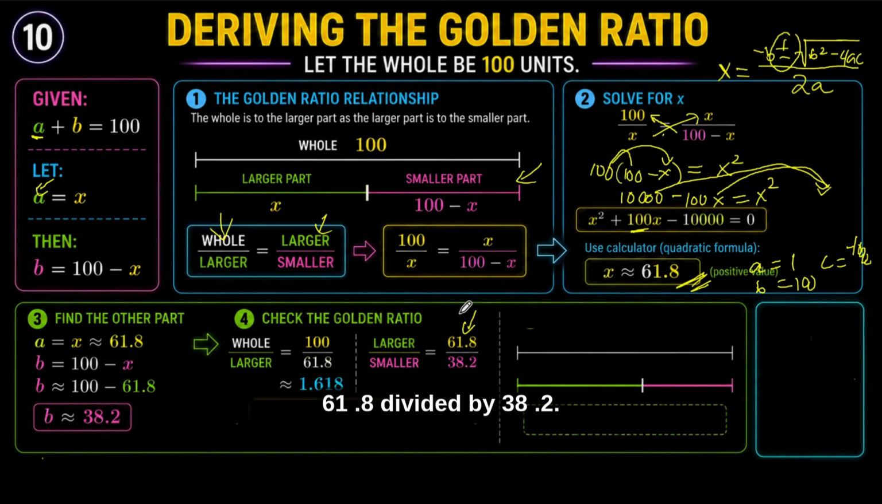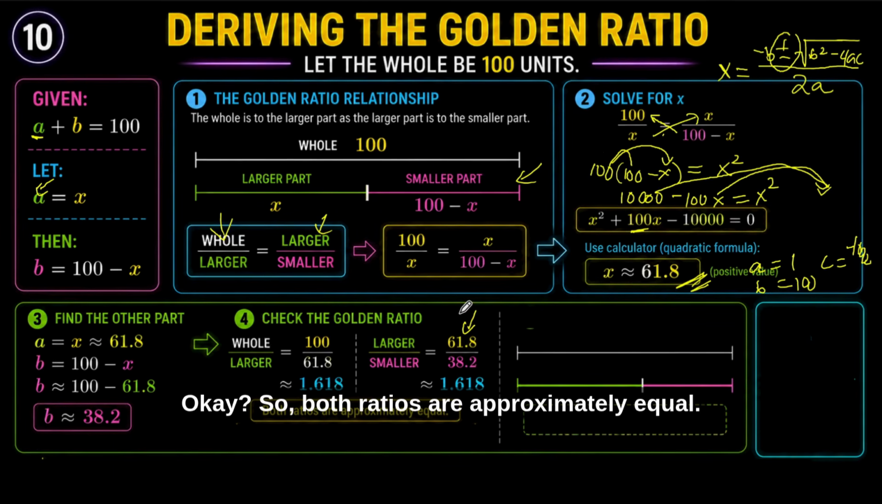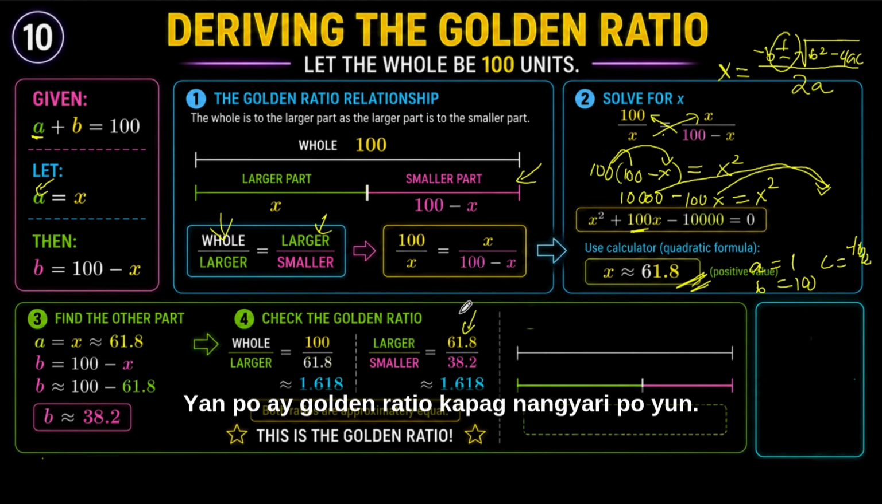61.8 divided by 38.2 is approximately 1.618. Coincidence? No. This is the golden ratio. Okay? So both ratios are approximately equal. Yan po ay golden ratio kapag nangyari po yon.